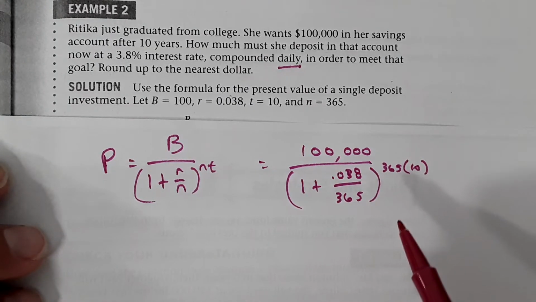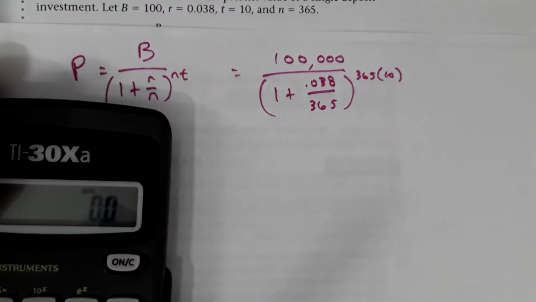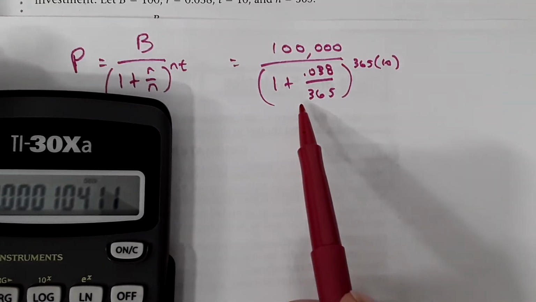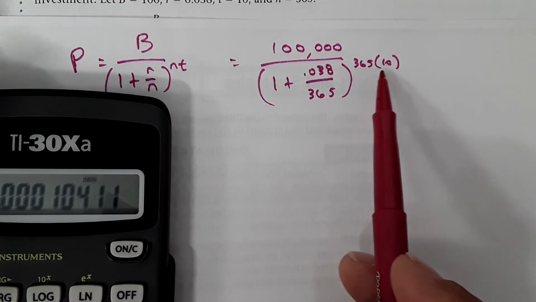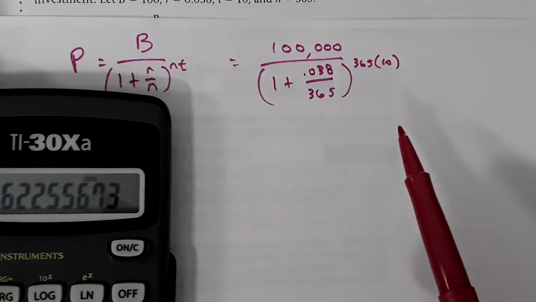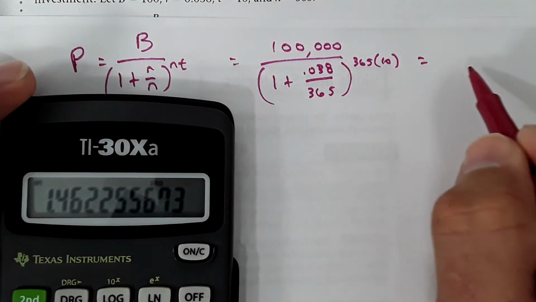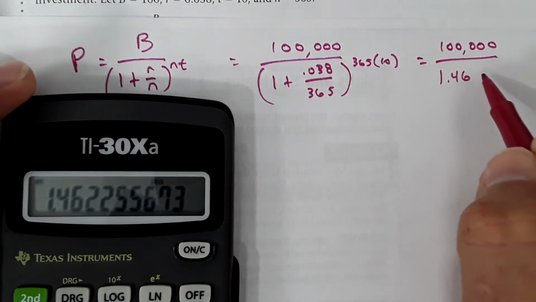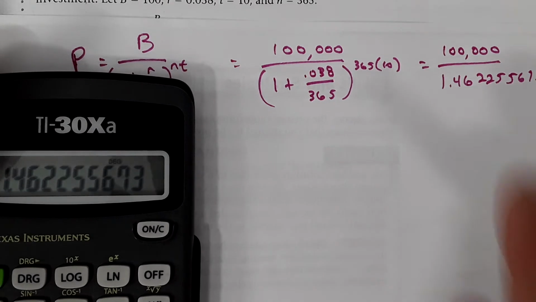So big numbers, but you just let your calculator do the work. So I'm going to divide here, so 0.038 divided by 365 plus 1. So there's this number. And now 365 times 10, that's 3,650. So I'm going to raise this to the 3,650 power, and my calculator does the calculation for me. So I'm going to need to write this number down because I'm going to have to put in the 100,000 divided by 1.462255673. So now I'm going to let my calculator do this work right here.